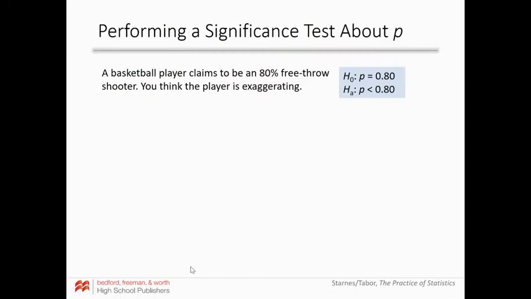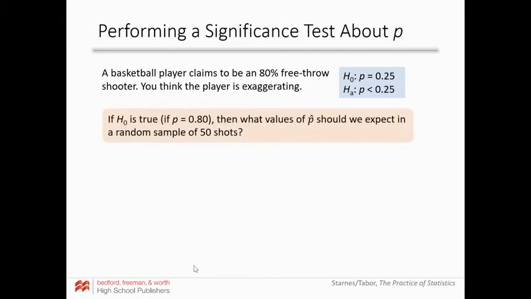Looking back, if you remember from the book or from the last video, the basketball player who claims to be an 80% free throw shooter, and we thought they were exaggerating. Our null hypothesis is p is equal to 0.8, and our alternate was p is less than 0.8. So if H naught is true, so we're assuming that p is equal to 0.8, then what would we expect for p hat to be if we took a random sample? Well, if p is true, then we'd expect our p hat to be pretty close to that p.